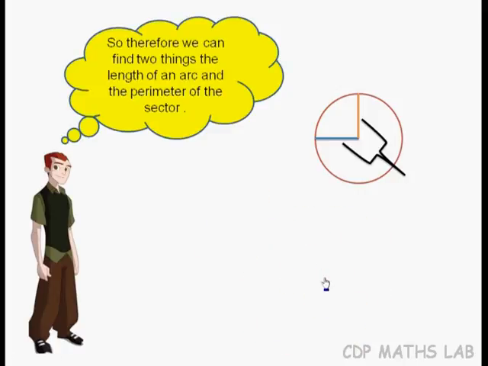So therefore, we can find two things, the length of an arc and the perimeter of the sector. Now how do we find the perimeter of the sector? Simple. Once you find the length of the arc and you know the measurement for both radii, then guess what? All you have to do is add this length to this length and also to the length of the arc. And that is how you find the perimeter of the sector. So it would be the length of the arc plus this radius plus this radius. Remember, the perimeter is the total distance around.